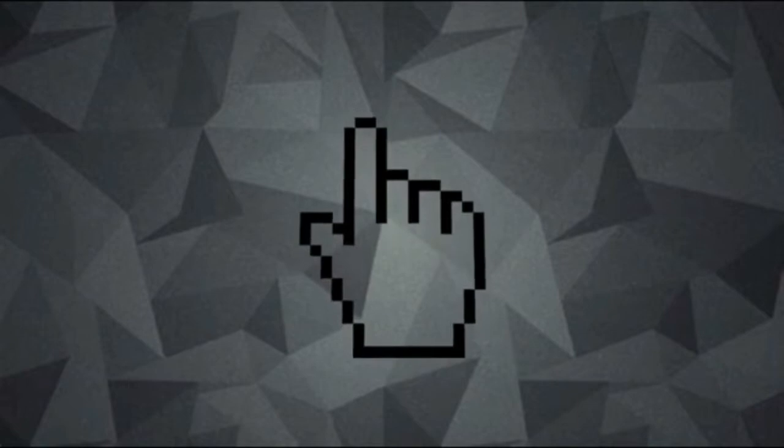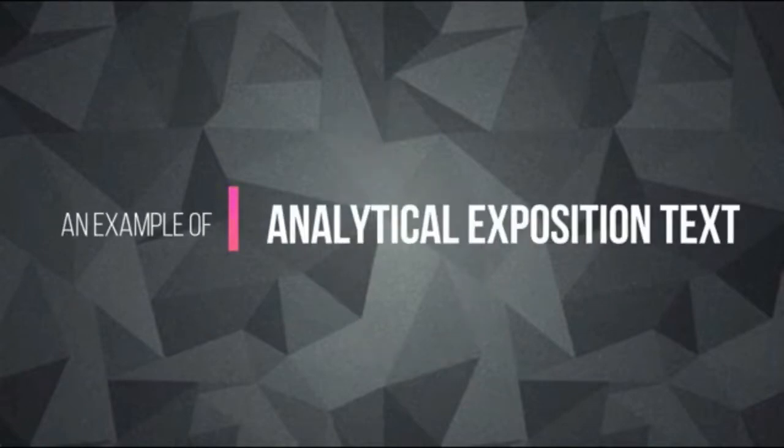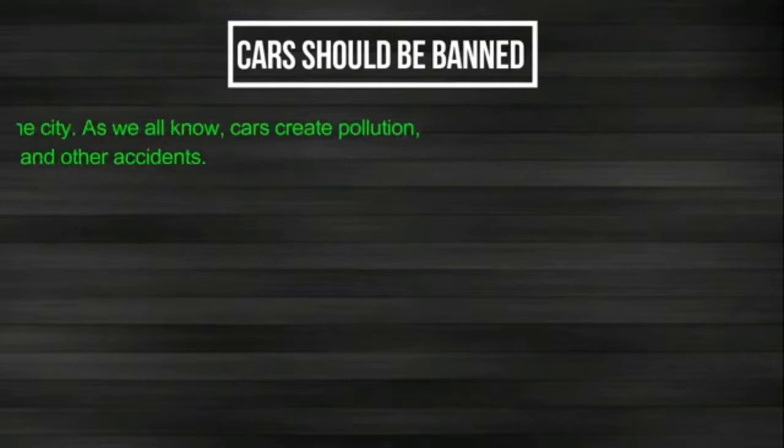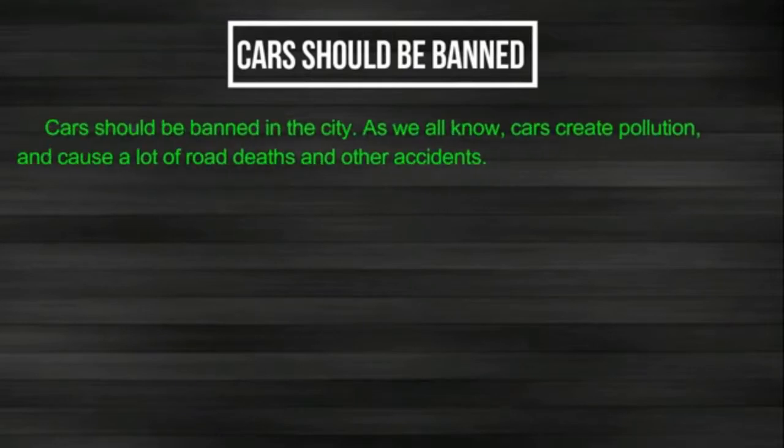After I explain the lesson, now I will give you an example. Look at the text. Cars should be banned. Cars should be banned in the city. As we all know, cars created pollution and caused a lot of death and other accidents. The first paragraph is thesis.